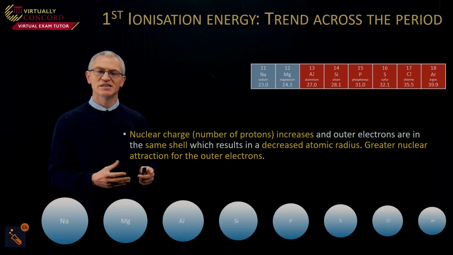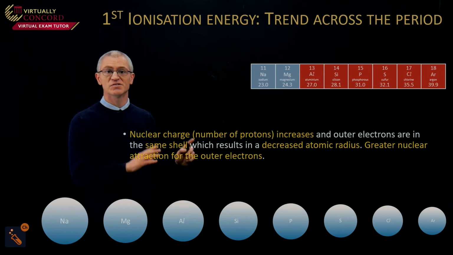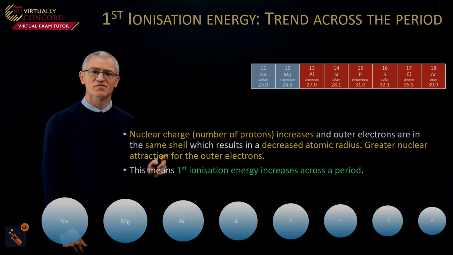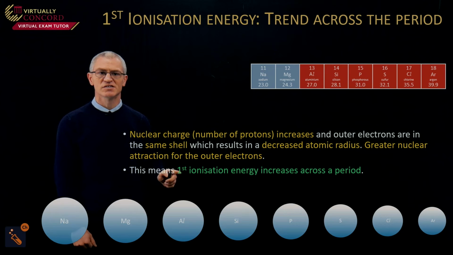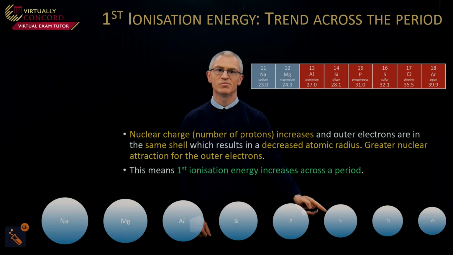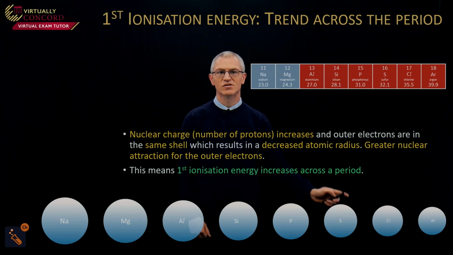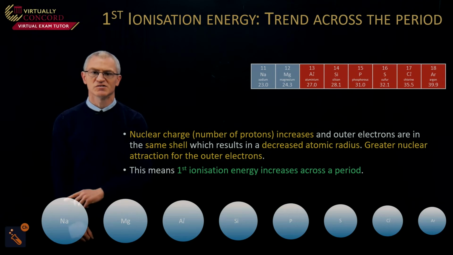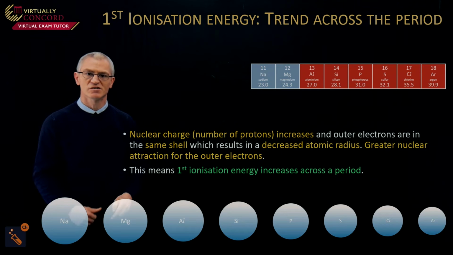Now, ionization energy is removing the outer electrons. So if there is a greater attraction for the outer electrons, that means that the first ionization energy increases across the period. It's going to be much harder to take an electron off one of these elements towards the right than it is to take it off sodium, because sodium is larger and the nuclear attraction is less.